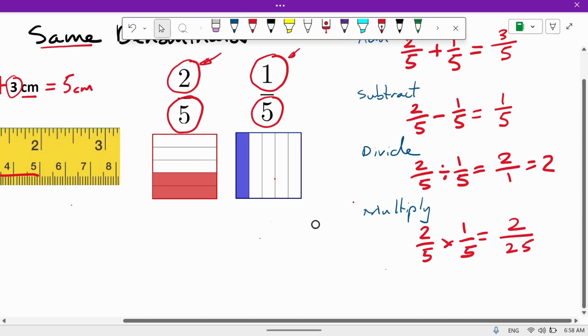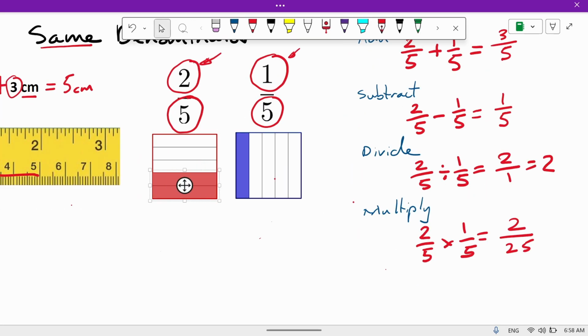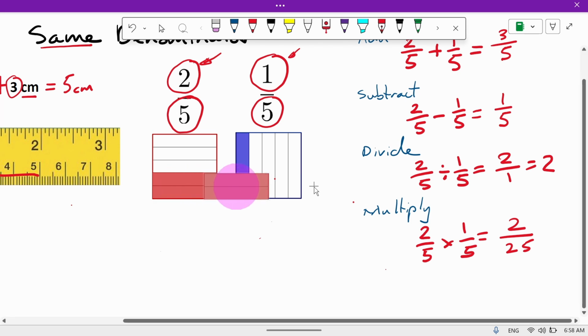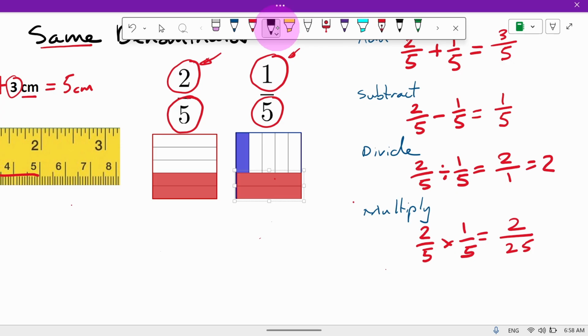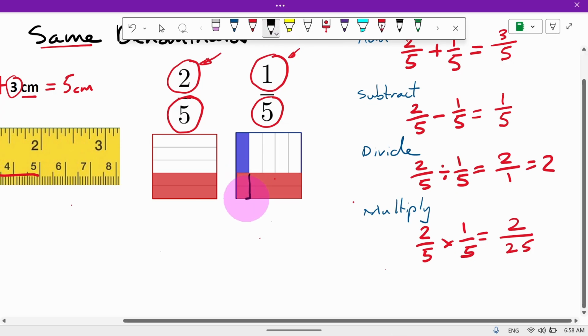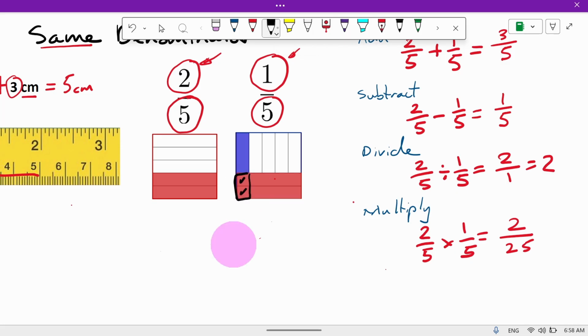Now for multiplication, what's going on visually? Well, we're getting 2/5 of 1/5. So the 2/5 of 1/5 is just this area here. And there's 1, 2 out of 25.